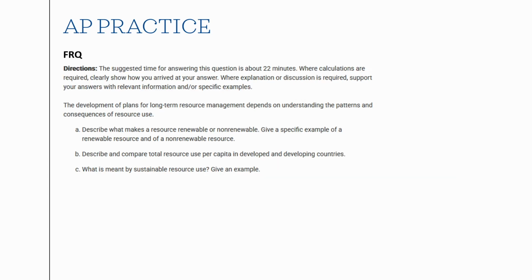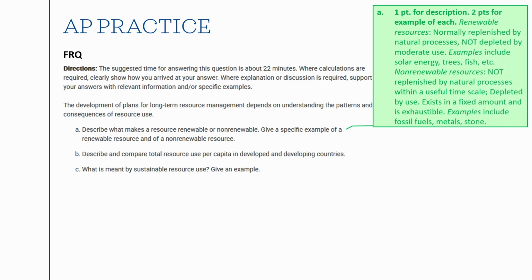Here is the FRQ. I'll let you go ahead and pause the video and attempt to answer this question. Okay, so this FRQ is looking at understanding resource use and sustainability. Part A is describe what makes a resource renewable or non-renewable, and then give a specific example of each. So 1 point for your description of either renewable or non-renewable. A renewable resource is normally replenished by natural processes. It's not depleted by moderate use. And examples of that could include solar energy, trees, fish, anything that naturally replenishes itself.